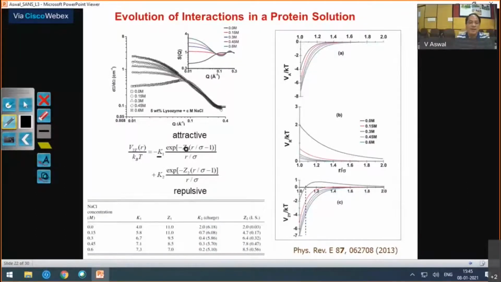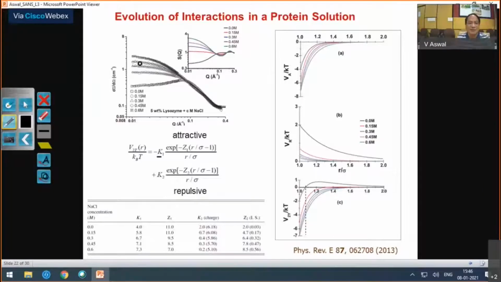And then this Z, since it's going within the exponential, basically represents the range. So the reciprocal of this will be the range of the potential. If Z is a small value, then it means your potential has a wide range, and vice versa. And then you see you have fitted for this system, proteins at different salt concentrations, K1, Z1 and K2, Z2. And you could see that K1 is increasing, the magnitude of your attractive part is increasing.